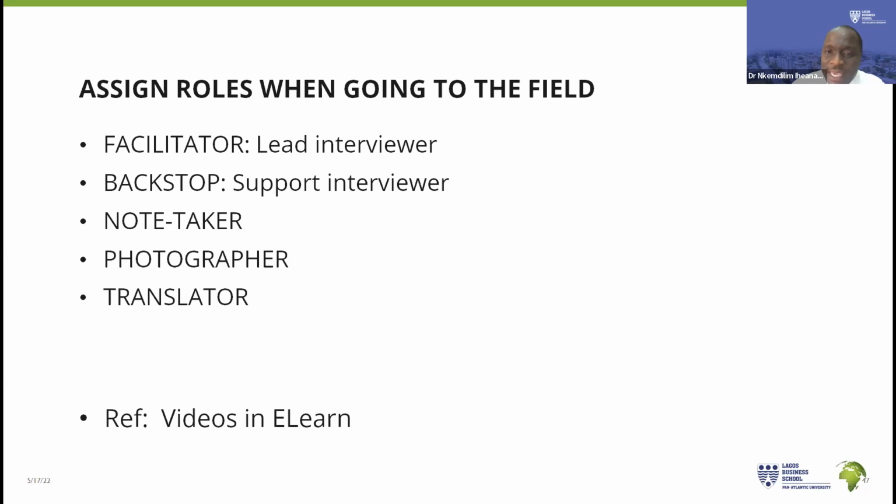You're going to have the note taker, who will be taking notes and journalizing all of the developments and entries. You're going to have the photographer, who will be taking photographs of the interview sessions as they proceed. You're going to have the translator, who will be translating all of the language as things proceed. You're going to have multiple videos on our eLearn platform that can actually show you how all of these can happen. Next slide.